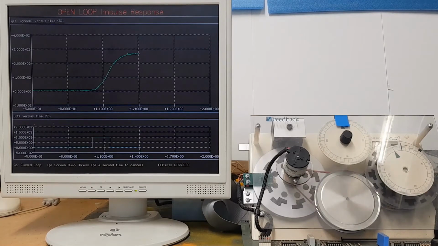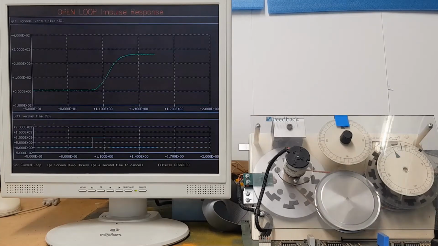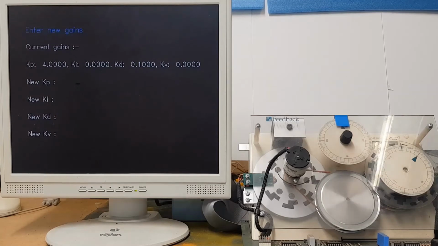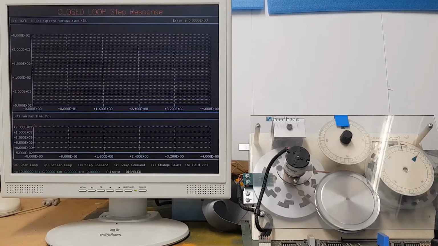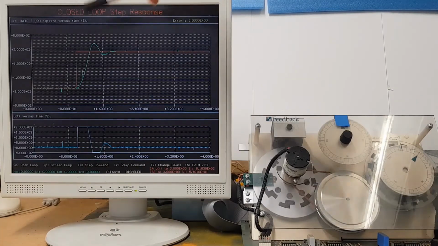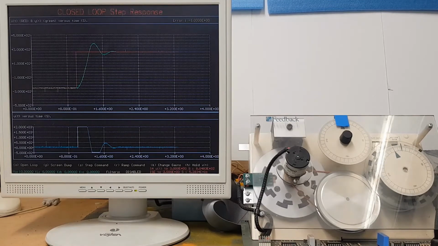So if you just go back now to the proportional control by pressing C, it goes back to closed loop control, and if we now press K and put in, say, 10.000, that's quite a high proportional gain, we'll get a fair bit of overshoot now in the control system, too much overshoot. So we want to try and avoid that overshoot in the design of our controllers.